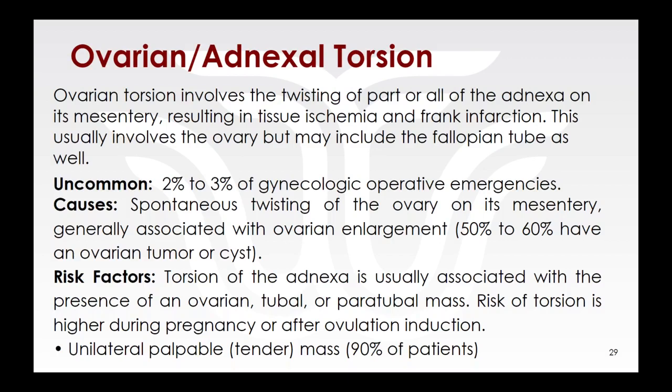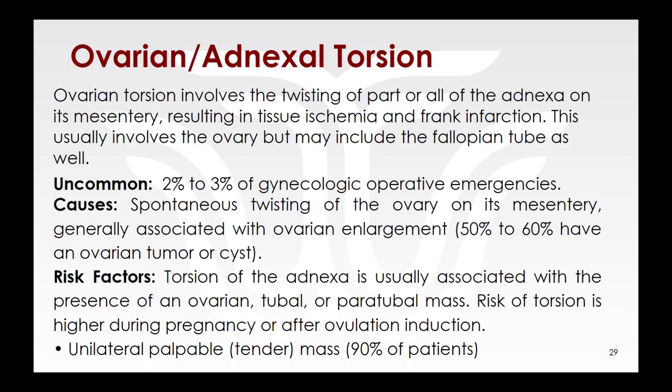An ovarian torsion, we kind of mentioned that earlier. It is uncommon, but when it happens, it's very bad. Spontaneous twisting of the ovary on its mesentery, right? So you remember the mesentery out in the abdomen, that blood flow to the adnexa. So that enlargement or heaviness of the ovary twists on itself or twists that mesentery, and basically an ischemic event happens, horrible pain. It's very tender, very painful.